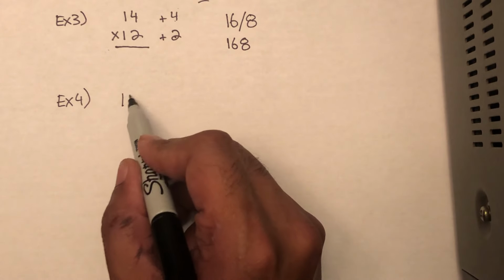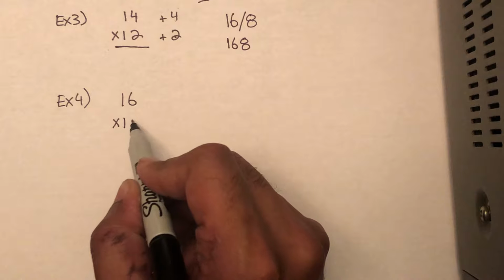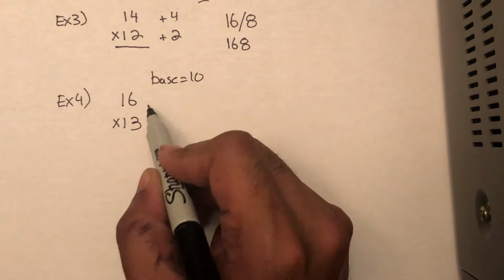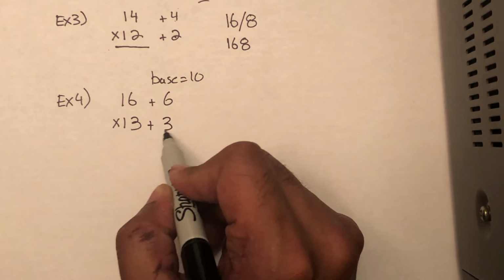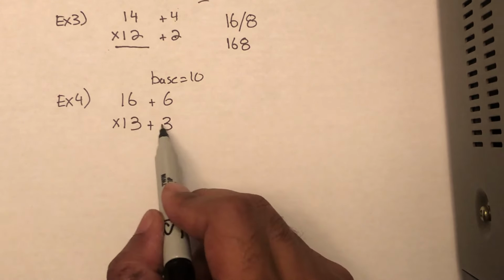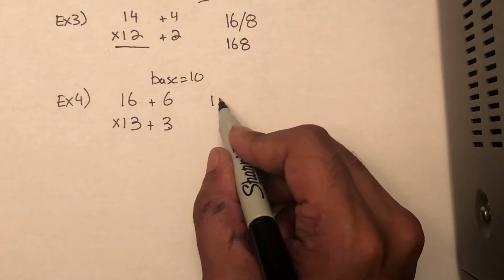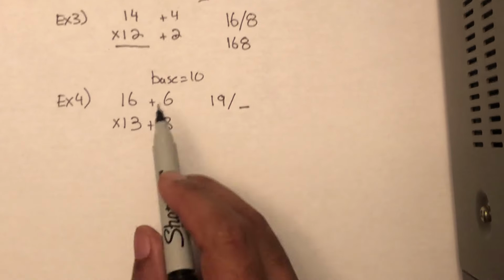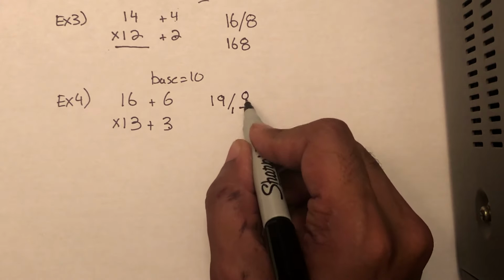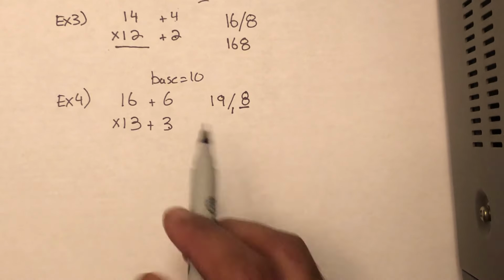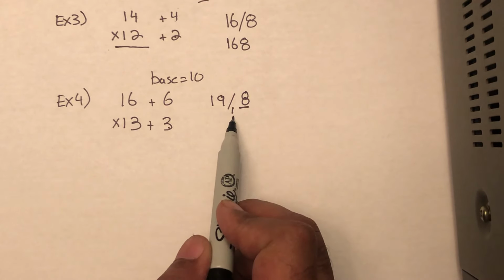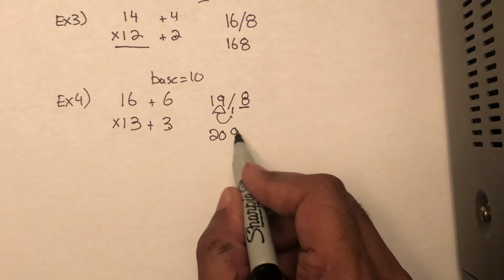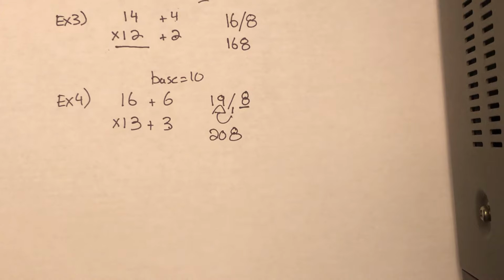Okay, let's get a little bigger now. 16 times 13. So the base is still 10. This is 6 more than 10, and this is 3 more than 10. Let's add 16 plus 3, which is 19. For the second part of my answer, remember, I can only have one digit here. And 6 times 3 is 18, so I'm going to write it like that. This indicates I have to carry this 1 over. So what's 19 plus 1? That's 20. So my answer is 208.